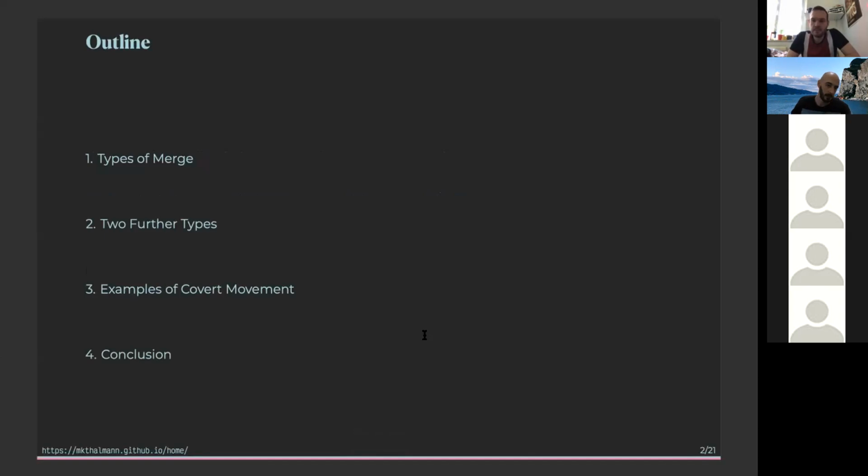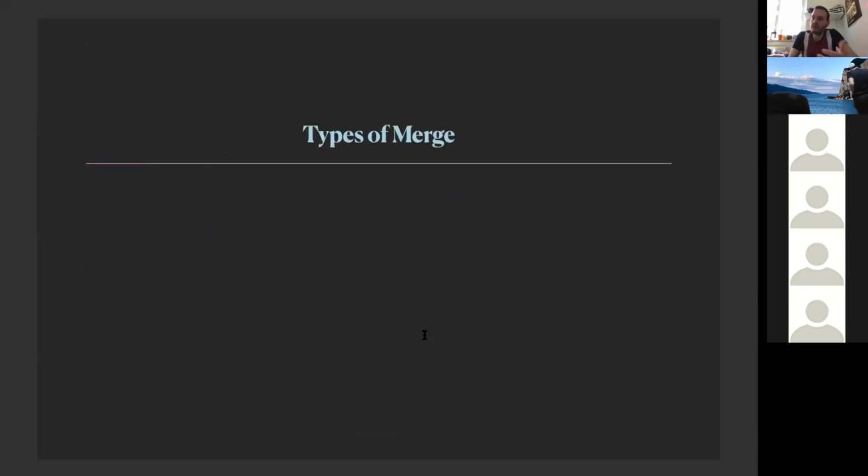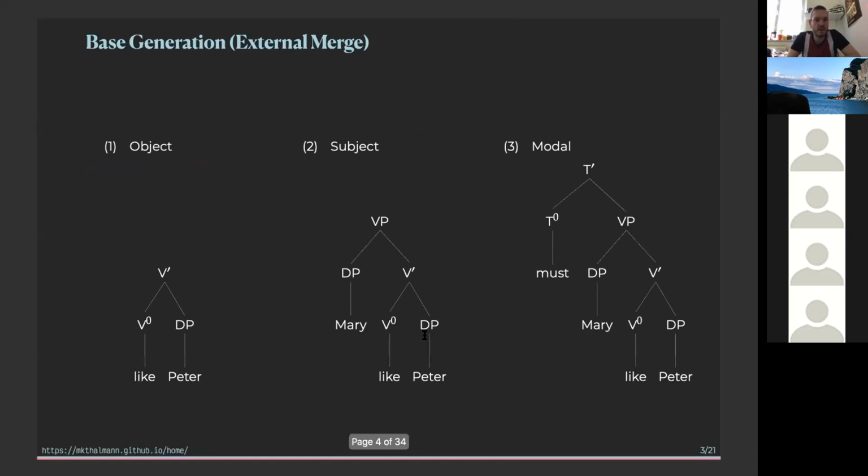So, but before we do that, let's talk about the two types of merge that we all know, right? We all talked about merge or some variation of merge in our intro to syntax classes, right? And the first type of merge is base generation, right? So that is called external merge in minimalism, right? And here you see 3, maybe 4 kinds of base generation. So first we have Peter here being base generated in the complement position of the word, right? It's externally merged from the lexicon to the syntactic derivation. And the same happens with Mary here in 2, and with the modal must in the head of T. Yeah, so this is the most basic form of merge.